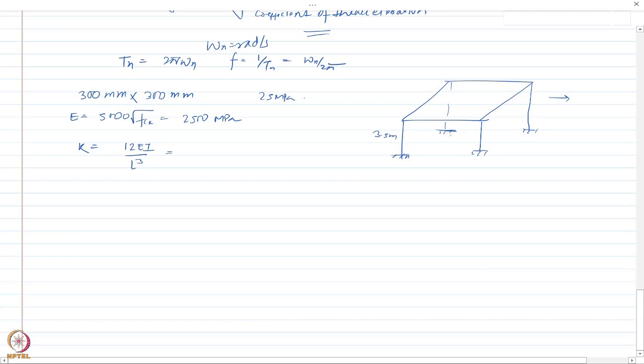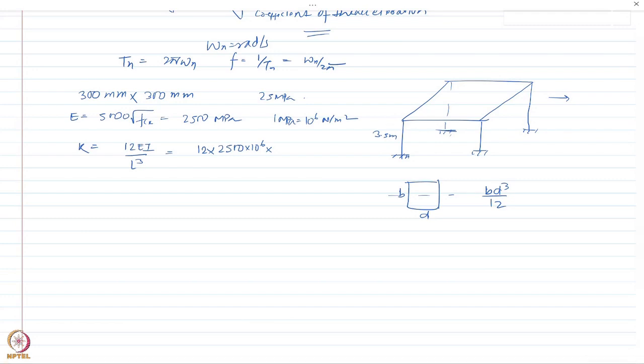So if I substitute here, I will get 12 times E, which is 25000 MPa, and this I can write in Newton per meter square. Remember, 1 MPa is nothing but 10 to the power 6 Newton per meter square. And what would be I of a section? If I have a section with width B and depth D, bending about this axis, I would be BD cube by 12. In this case, both are the same, a square cross section. So it would be just 0.3 to the power 4 divided by 12. That is my EI, and the length is 3.5 to the power cube. This needs to be found out, so you can calculate this value.